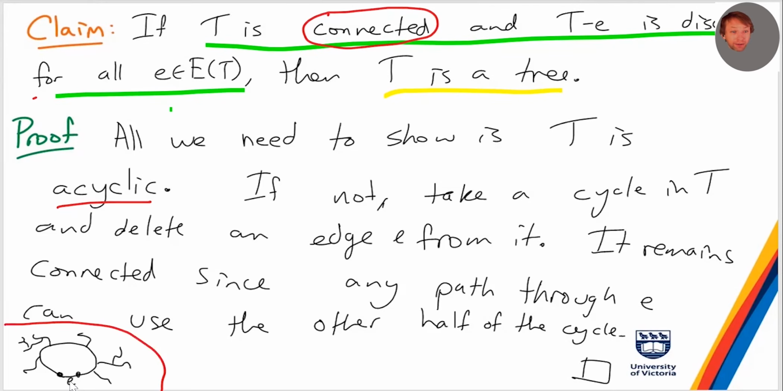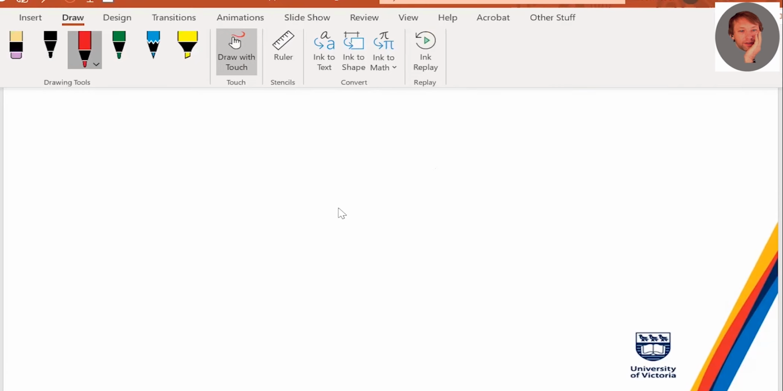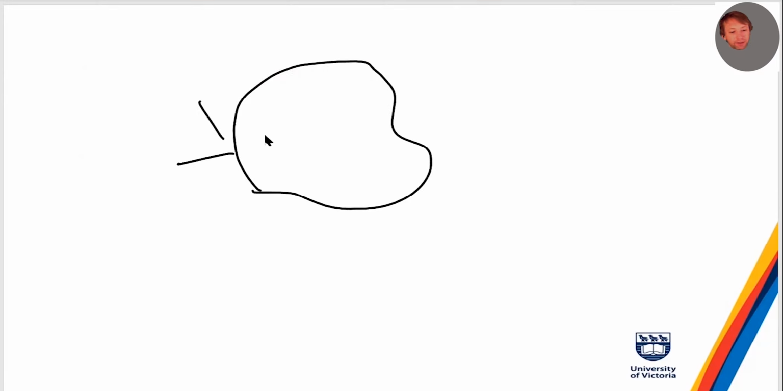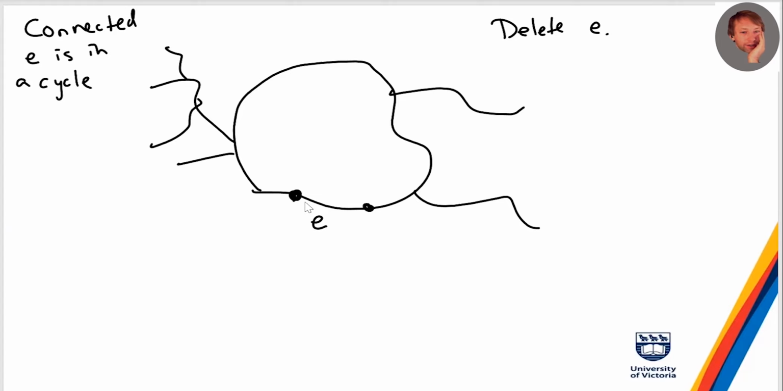Now, if I delete an edge from the cycle, what happens? I claim that the graph stays connected. So maybe I'll do this on a different slide. So I've got a connected graph that has a cycle, okay? I don't know what the rest of the graph looks like, whatever is on the rest of the graph, but somewhere I've found a cycle and there's an edge E and the graph is connected. So suppose we delete the edge E. So here we've got a graph that is connected and E is in a cycle. So I've drawn the cycle and this is the edge E.